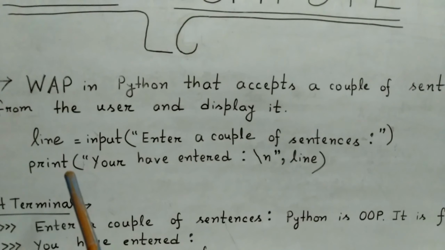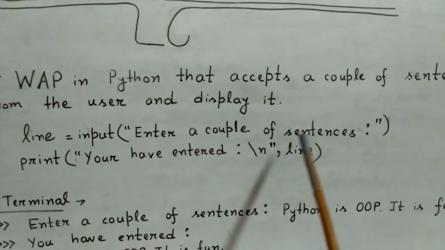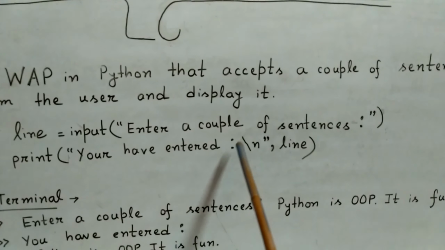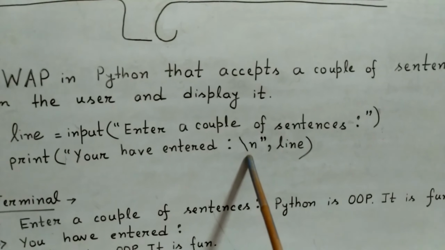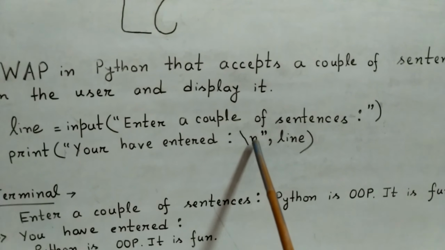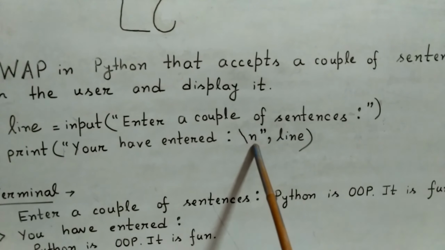Now come to the function print. There are two objects. The first one is a string object, "You have entered", followed by a colon, followed by a new line. Well, new line is an escape sequence, a non-graphic character sequence. It would display a new line.